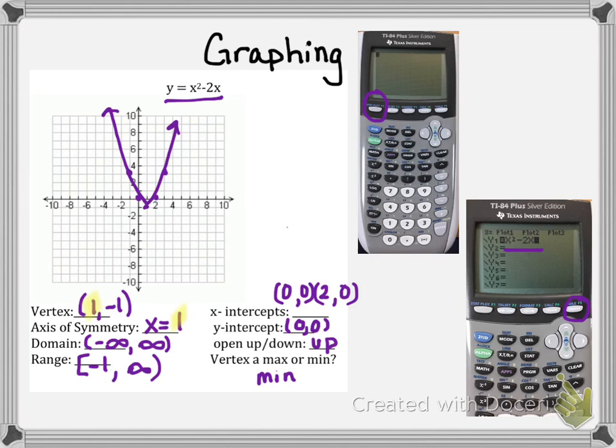If you do want to see what your axis of symmetry would look like, it would be a dashed vertical line that goes through your vertex. That is the line that, if you folded this graph along that line, the left side and the right side would be on top of each other. That is why it is called your symmetrical line.